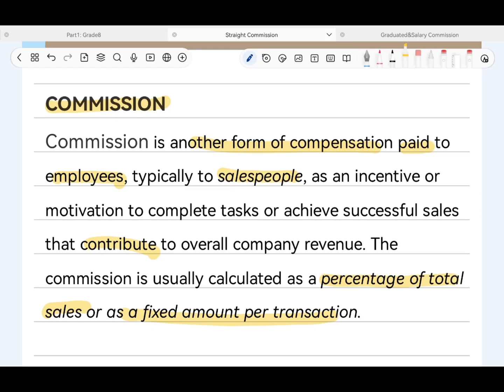So meaning, yung ating commission is yung extra money or bayad na binibigay sa salesperson bilang reward sa pagbebenta nila. Okay? So, kung mas marami kang benta, so meaning to say, mas malaki din yung kinita mo. Okay. So, yung goal natin is to motivate yung employee or employees na magbenta palalo at para kumita din yung company. Okay? So, let's proceed.